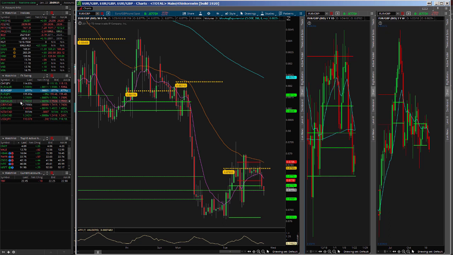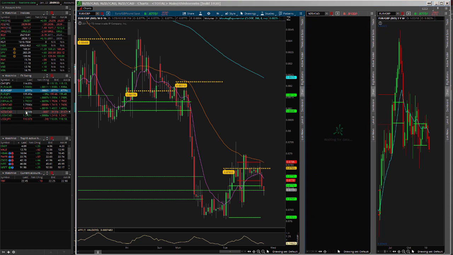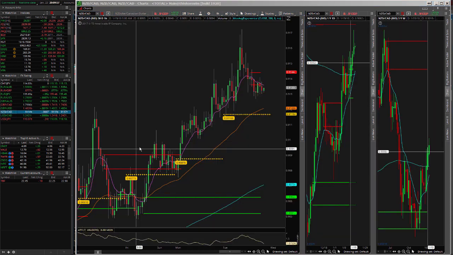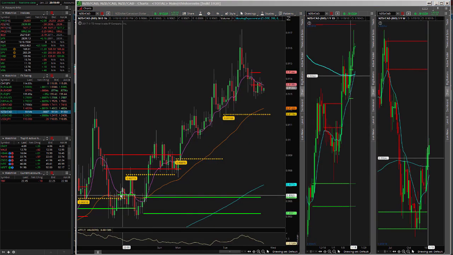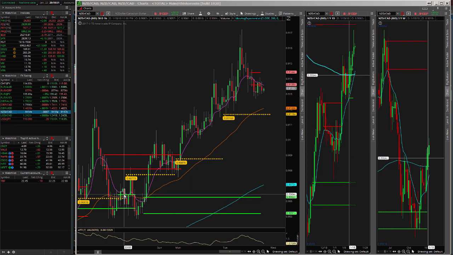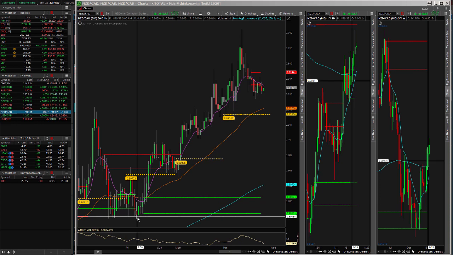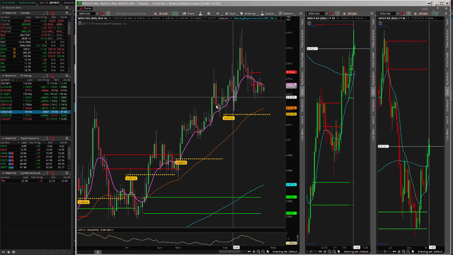Okay, let's start with the New Zealand CAD. Always good to start with the winner, right? So New Zealand CAD. This trade, you had an L24 inside of this green zone. And you can see it took a little bit of heat and ran up to target.